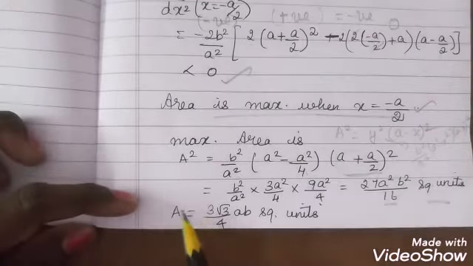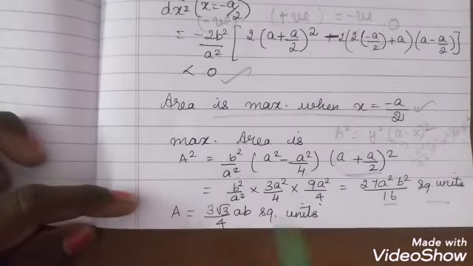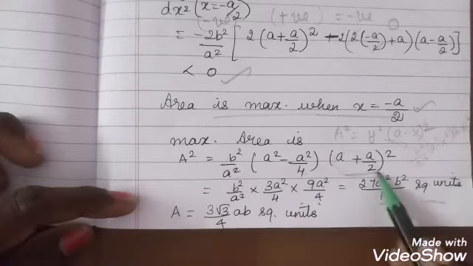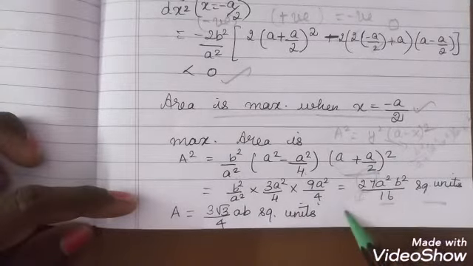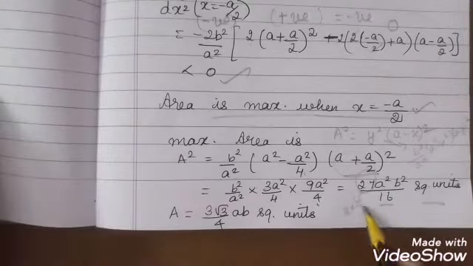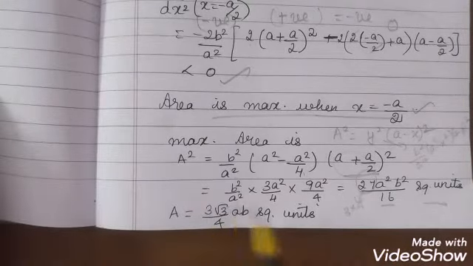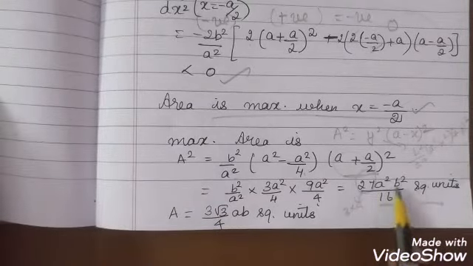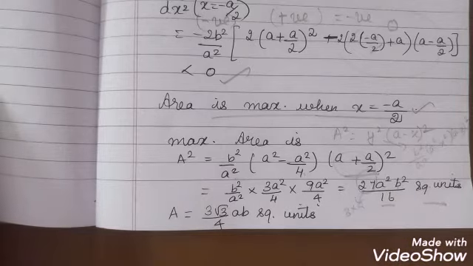So I'll have to find out the area. To find out the area, what I do here is I find the square root. So this one I can write as 3 into 9. When I take the square root, it becomes what? 3 root 3 a b divided by 4 square units.